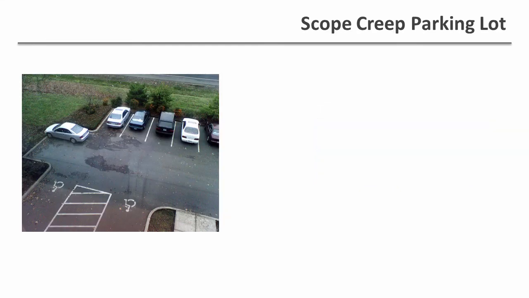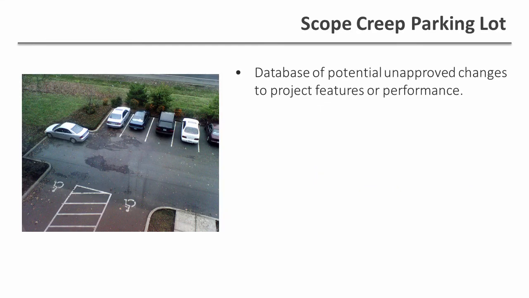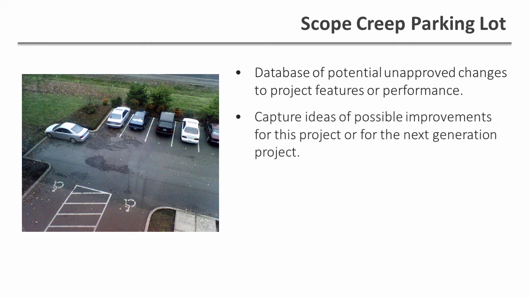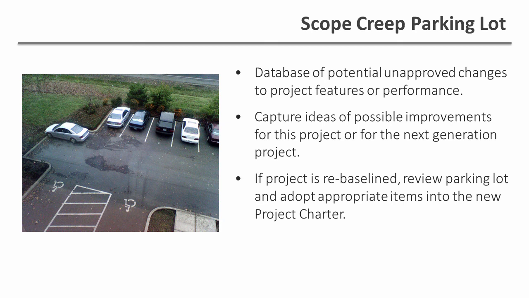Let's talk about the scope creep parking lot. The scope creep parking lot is a database of potential changes to the project that have not been approved. Whenever a scope change is proposed and rejected, it's placed on the scope creep parking lot. This list is often the starting point for the next generation project. If at any time this project is rebaselined because of some mandatory change, the scope creep parking lot is reviewed to determine if there's anything on that list that should be added to the new scope.